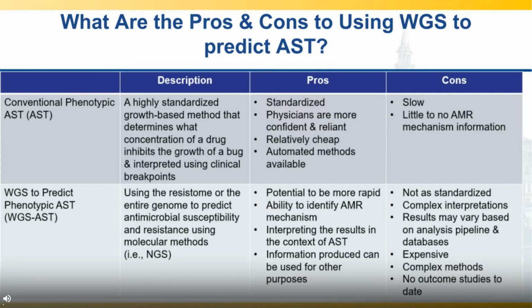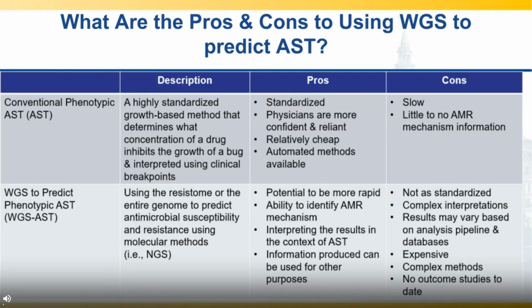The pros to using our conventional phenotypic methods is that they're highly standardized. Our physicians are experienced and confident and reliant on those results. These methods are relatively cheap, and the great majority of laboratories, especially CAP-accredited laboratories within the US and internationally, greater than 90% use automated methods for determining a phenotypic AST profile.